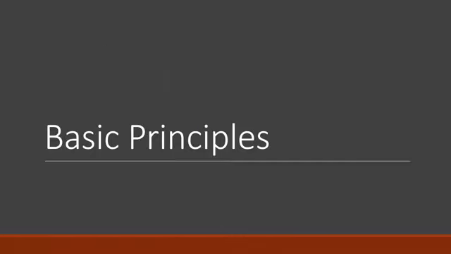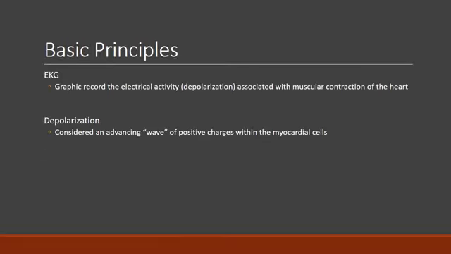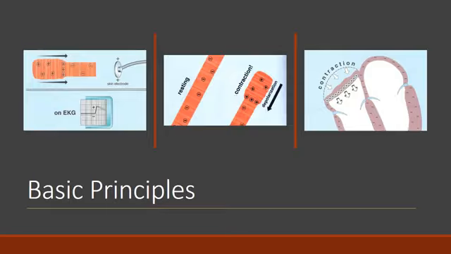So let's start by looking at some of the basic principles. An EKG really is a graphic representation or record that shows us the electrical activity associated with the muscular contractions of the heart. That electrical activity we see is both the depolarization and the repolarization of the heart muscle. When we look at depolarization, what we're really looking at is the advancing wave of positive charges as that electrical signal or wave of conduction moves through those myocardial cells. And that's what we see here.